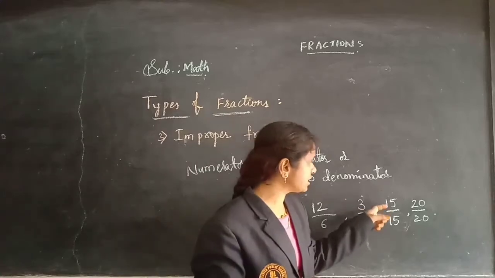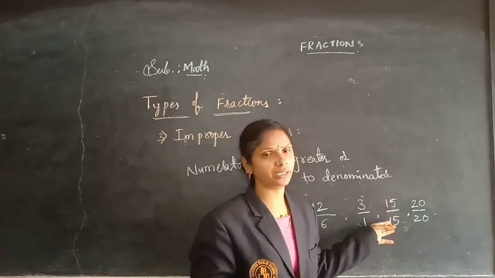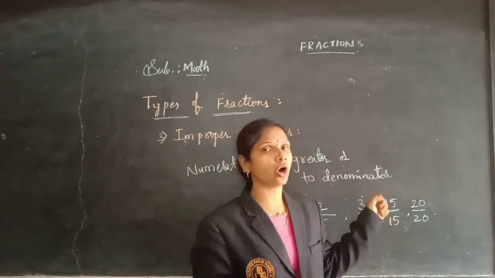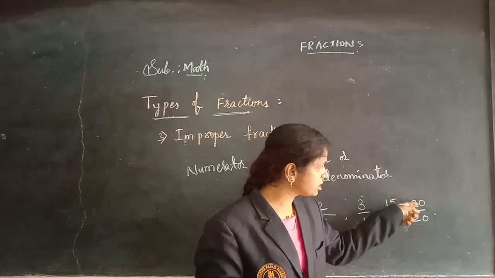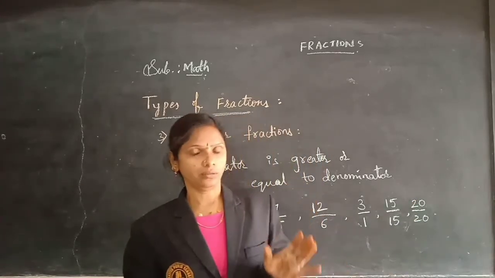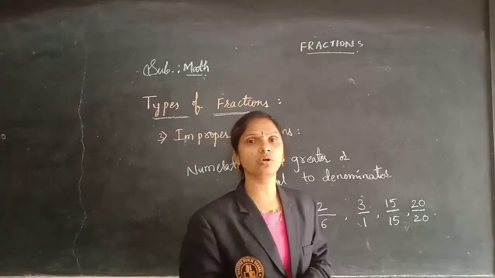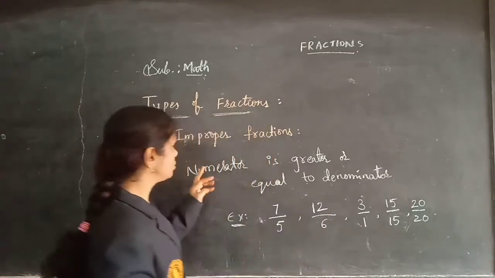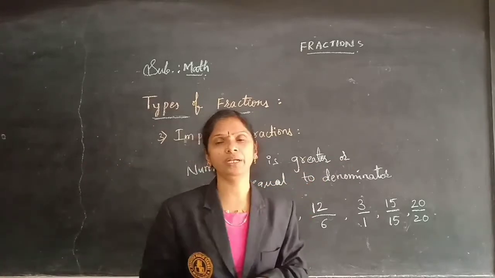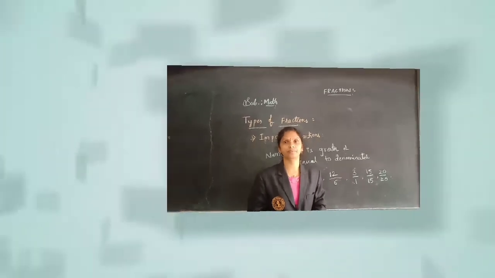Here coming to this example, both are equal. Numerator and denominator both are equal, children. So this type of fraction is also called improper only. Here also 20 by 20. So when you get the numerator and denominator the same, that type of fractions are also called improper fractions. So numerator is greater or equal to the denominator means that are improper fractions.